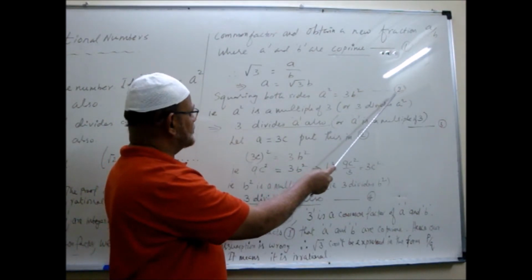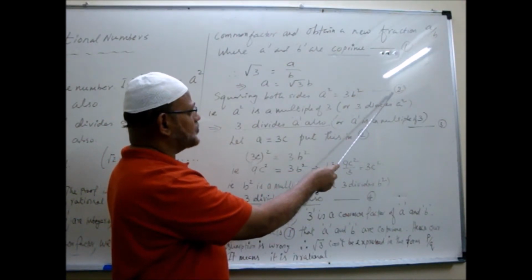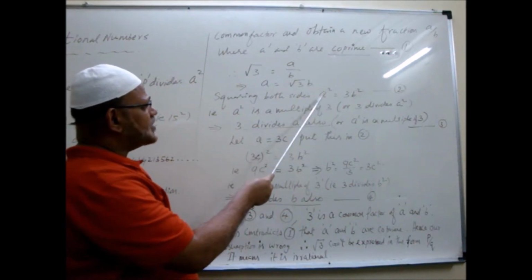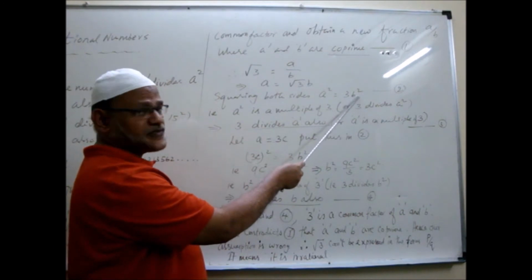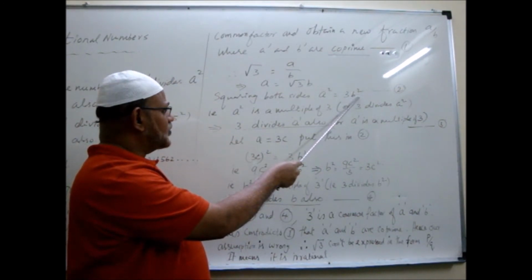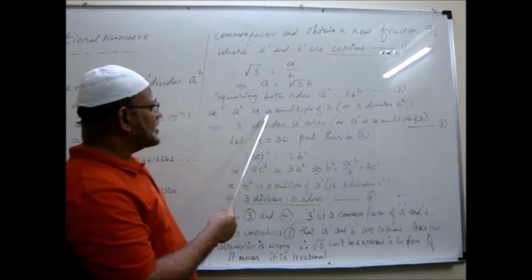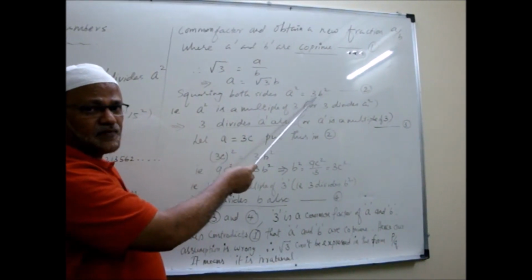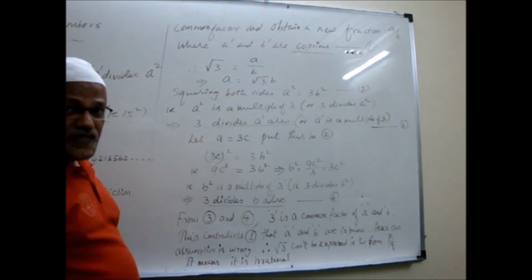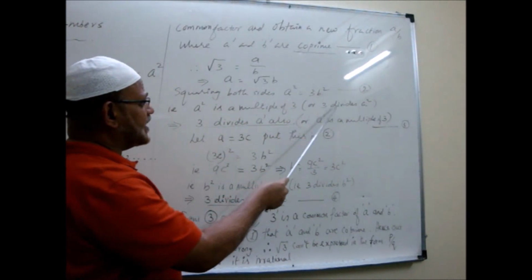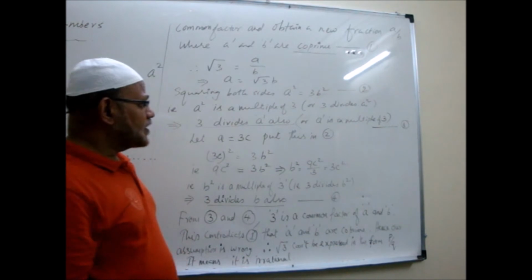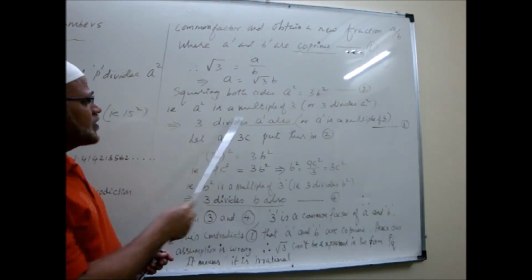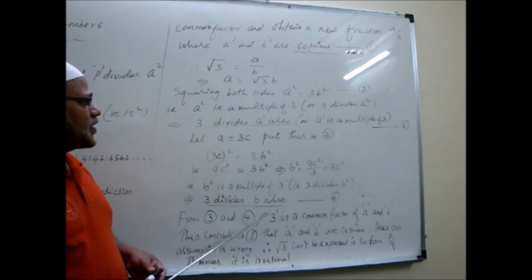Note it down as 2. Now look. So a square is 3 times b square. So what can you say? A square is a multiple of 3, because it is 3 times something. Or in other words, you can say 3 divides a square, because a square is a multiple of 3.